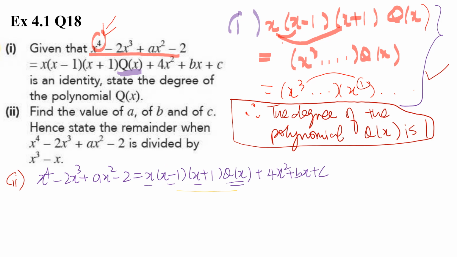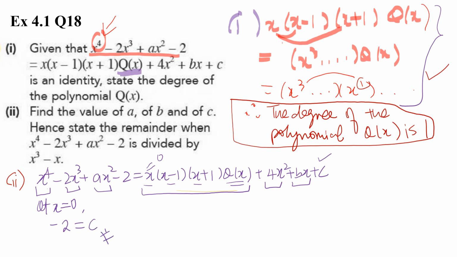You know why? Because if you let x equals 0, this whole chunk of thing will be gone. This will be gone, this will be gone, this will be gone. And then we can find c. So we're going to let x equals 0. So gone. So left negative 2 on the left hand side. On the right hand side, gone, left c. So c equals negative 2. So after finding c equals negative 2, let's put it back into our identity.